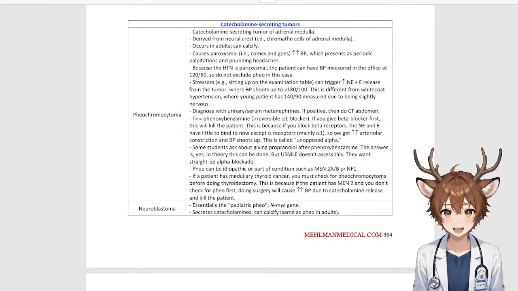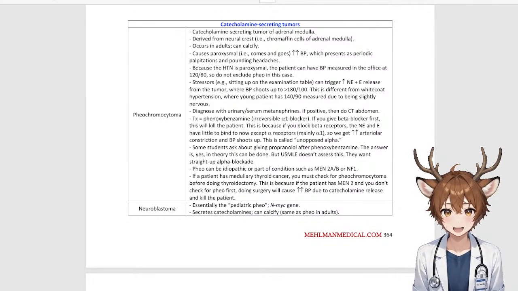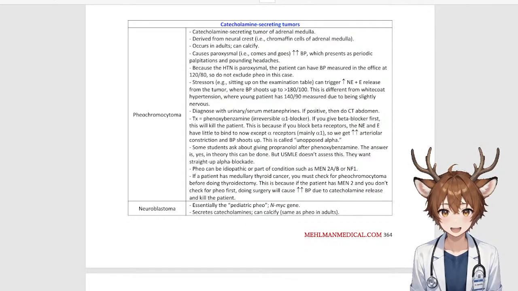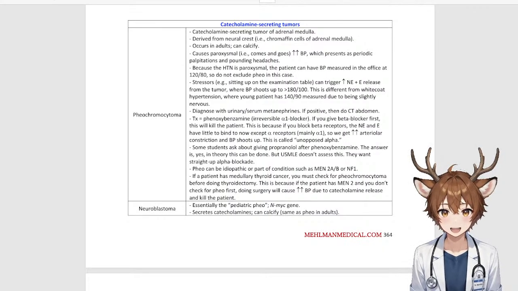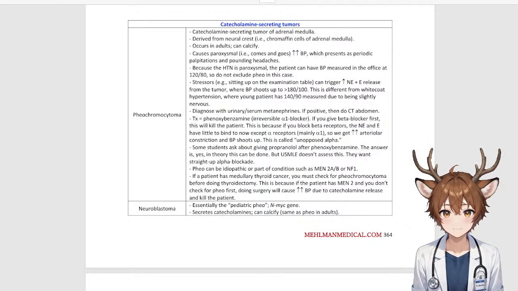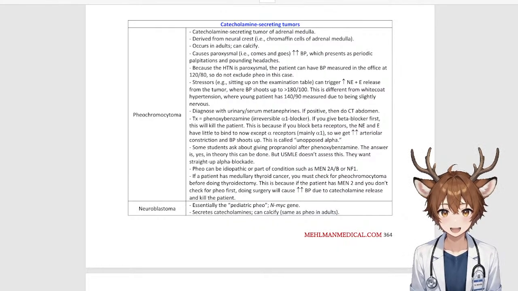Stressors such as sitting up on the examination table can trigger the elevation in norepinephrine and epinephrine release from the tumor, where the blood pressure shoots up to 180/100. This is different from white coat hypertension, where the young patient has a 140/90 measured due to being slightly nervous. Diagnosed with urinary/serum metanephrines. If positive, then do a CT abdomen.